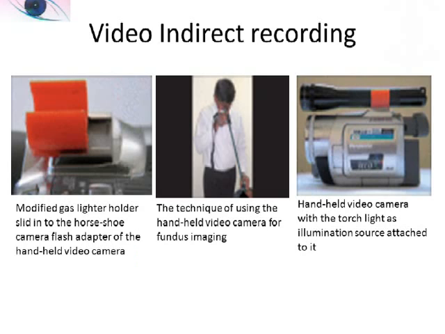We can do video indirect recording by a simple arrangement with a modified gas lighter holder, slid into a horseshoe camera flash adapter of the handheld video camera, with a torchlight put over there as the source of illumination, and you can record infants and children who are not cooperative, for recording of the fundus details. Now, in one of the Indian Journal of Ophthalmology, one of our Indians has invented this video indirect recording.